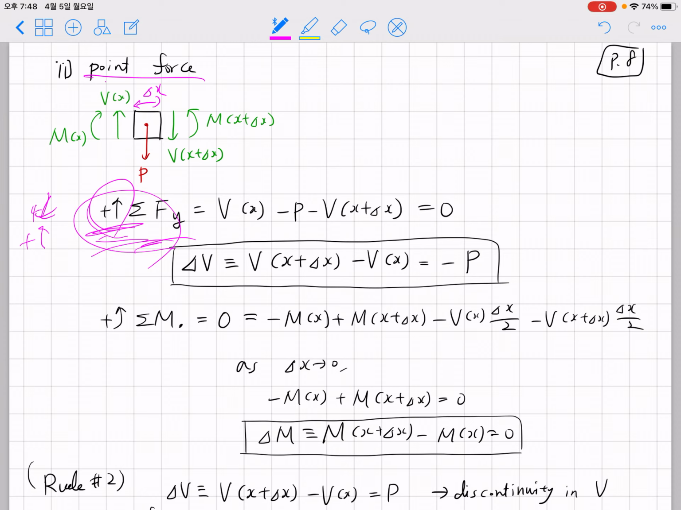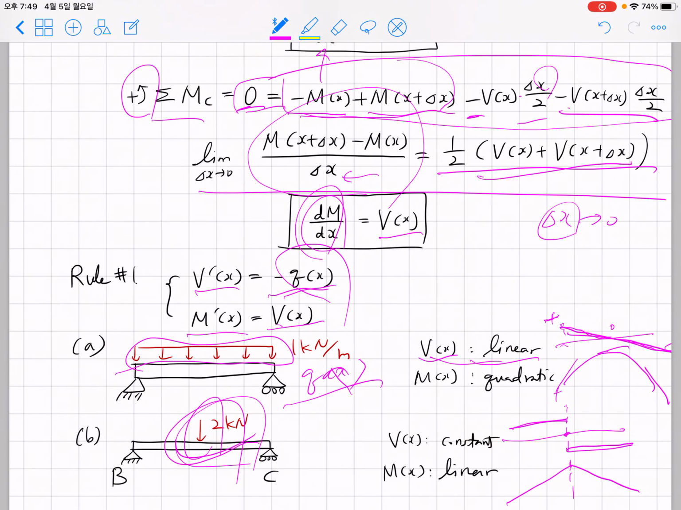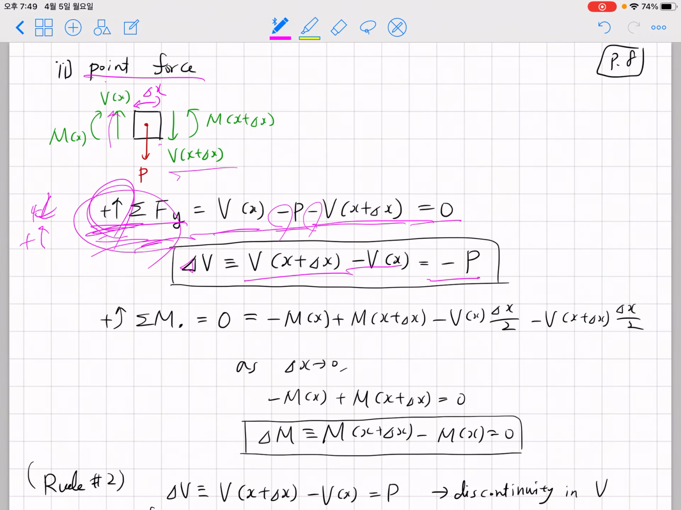But anyway, if you take upward as a positive sign for y directional force summation, you have vx upward, you have negative p downward, you have negative vx plus delta x, which is also downward, and that's why we put a negative sign here, and they must sum up to 0. Okay, so what you realize is delta v, which is defined as v at x plus delta x minus vx, must be the same as minus p. So you can see here that you have this external point force, and because of that we have a jump in shear force v. Okay, it's consistent with our example.